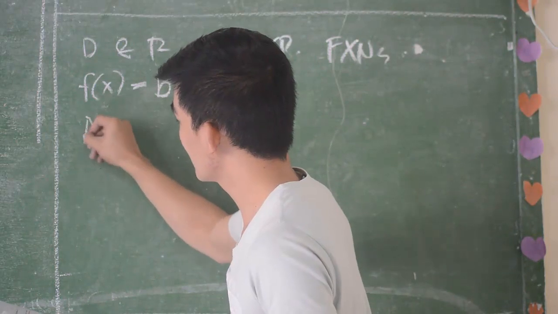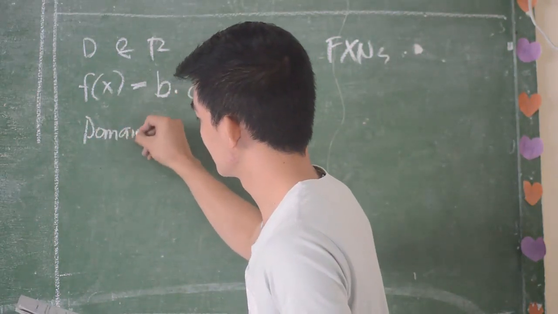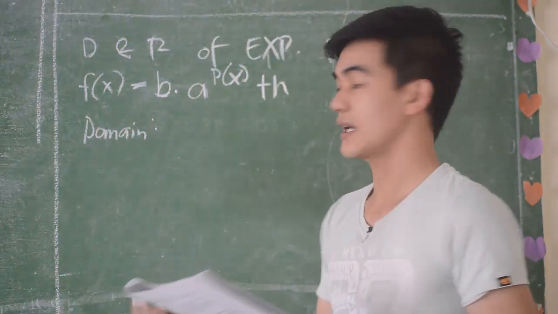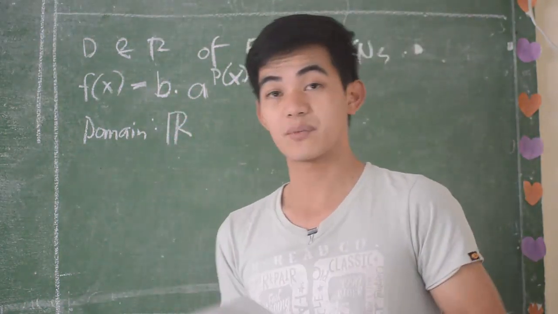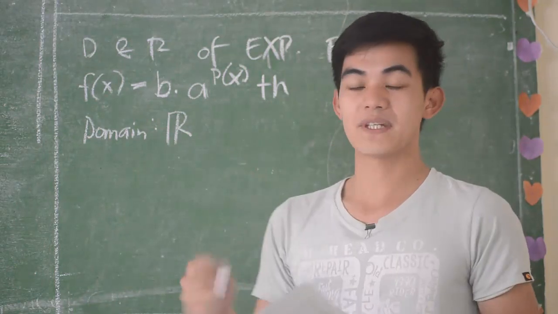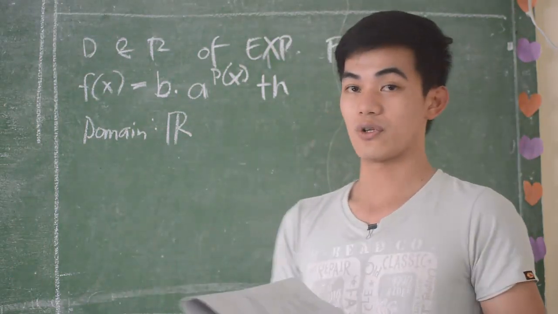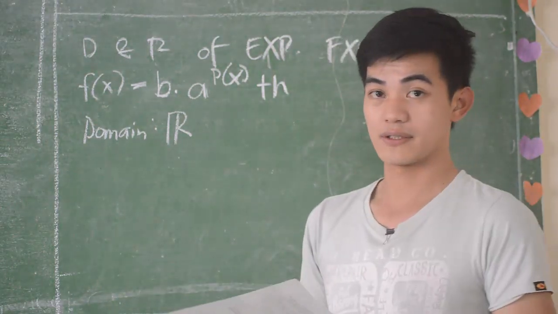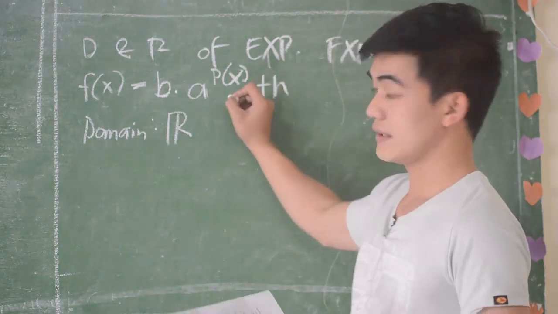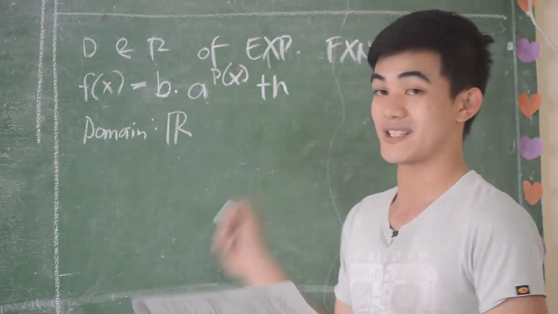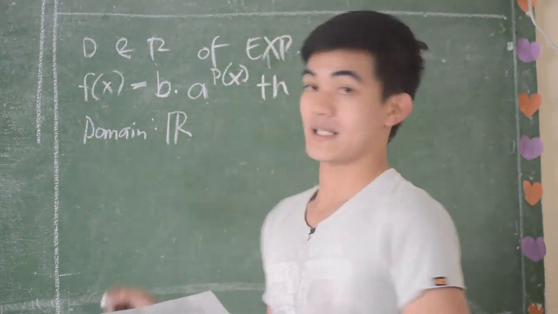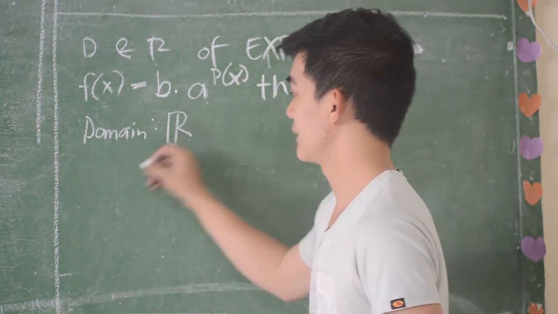The domain of this one is the set of all real numbers. So for all exponential functions, the domain is always the set of all real numbers. That is always the case, unless it is stated that our domain is limited. But if there is no limitation or restriction on our domain, it is automatically the set of all real numbers.